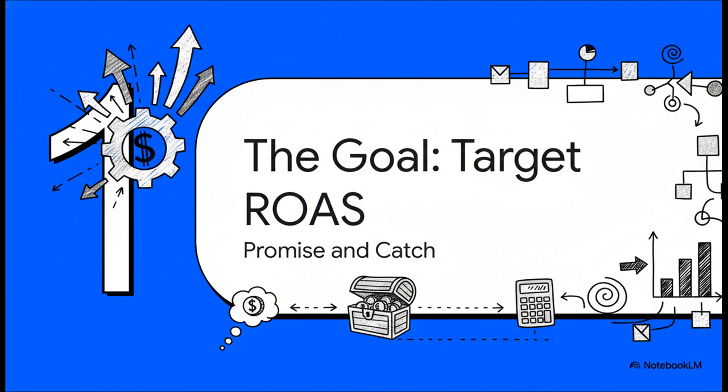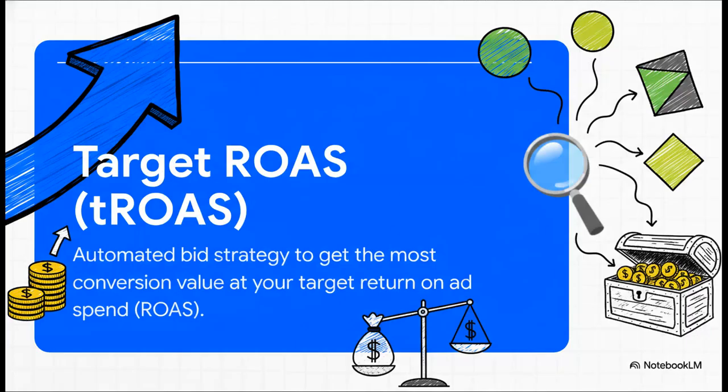What is the big idea behind Target ROAS anyway? At its heart, it's about changing how you think about your ad spend. We're moving away from just getting clicks or even just getting conversions to getting real, tangible, measurable value. So here it is, by the book. Target ROAS, or tROAS, is all about getting the most conversion value. That's the key phrase right there. It does this based on the specific return you tell it you want. So if you set a 500% target, you're literally telling Google, hey, for every single dollar I give you, I need you to bring me back $5 in tracked revenue. See? It's not about volume, it's all about profitability.